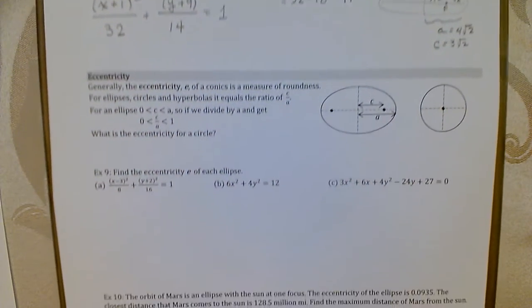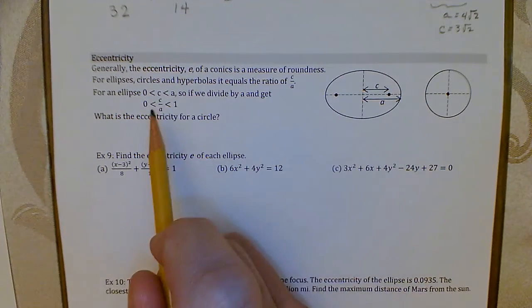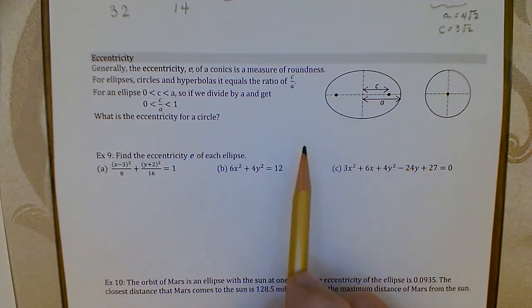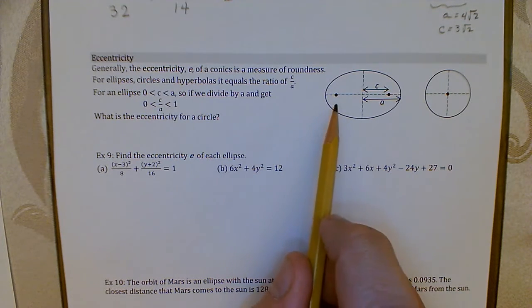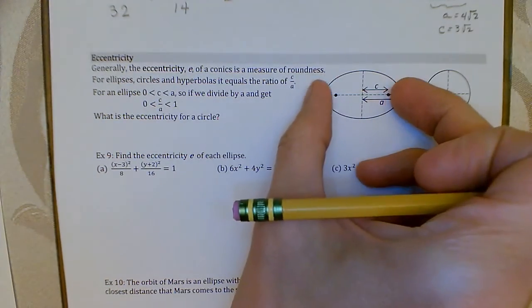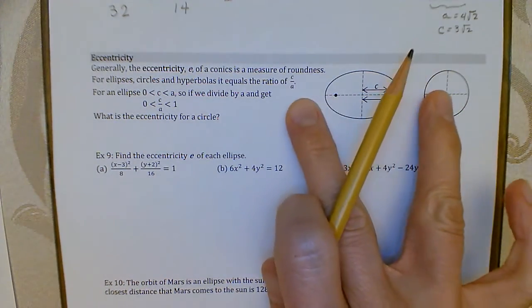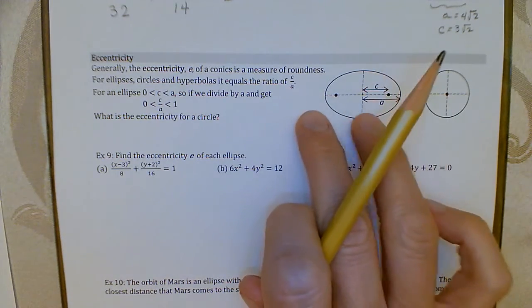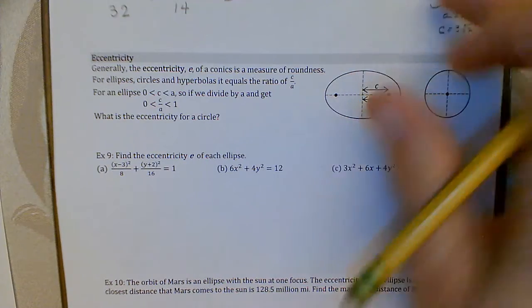All right, the eccentricity then. For an ellipse, it's just a measure of how round the ellipse is. Some ellipses are very circular. The foci are very close together. Remember, when the foci get close together, it becomes more circular. As they get further away from each other, then it tends to be a little bit more elongated.